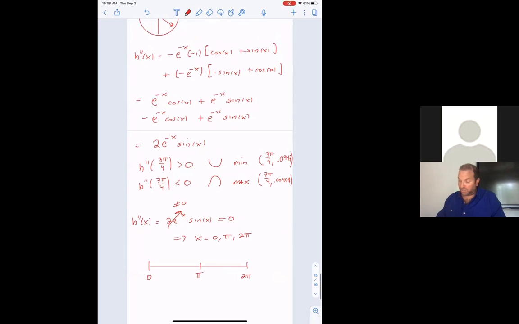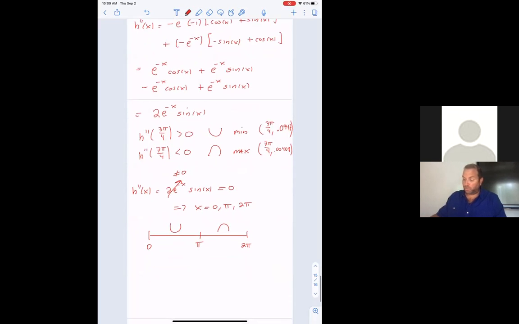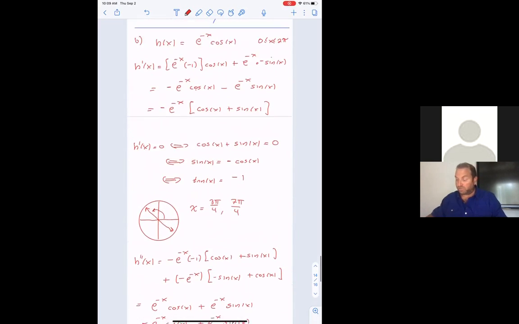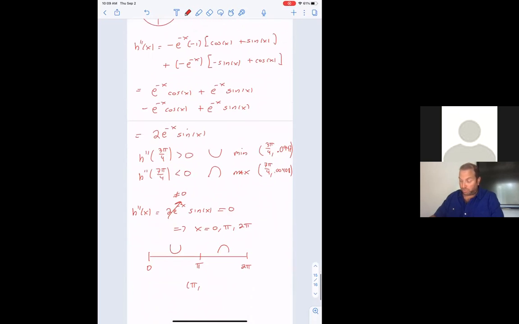And if I want to evaluate before pi, sine of x is of course going to be positive, so it's concave up, and after pi it's negative, so it's concave down, which means the point of inflection would be pi, comma, whatever its y value is, which is e to the negative pi times cosine of pi. Cosine of pi, of course, is negative 1. So this gives me 0.043.